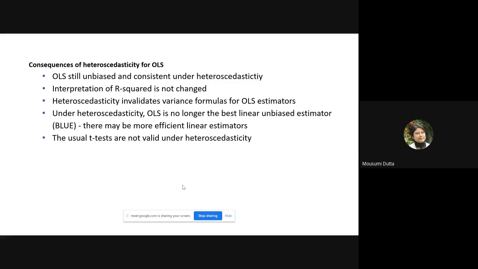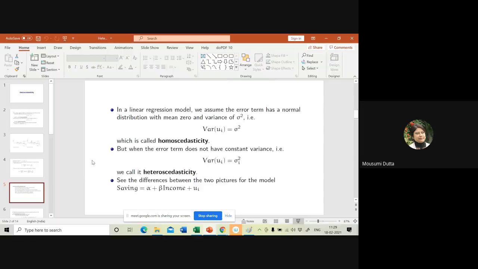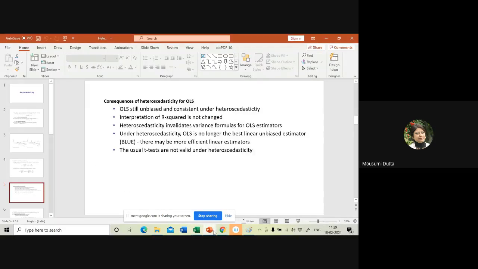So one by one, we will look at these consequences. That is, we are still getting the unbiased estimator. However, the minimum variance property is not retained. The t statistic is not the desirable one. So one by one, we will do this. So please bring your pen and paper, because today we will do something for which you need the pen and paper.